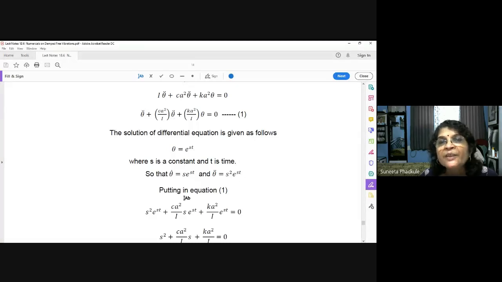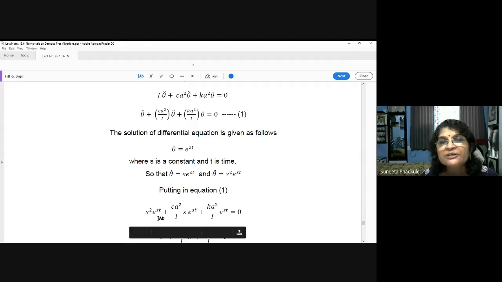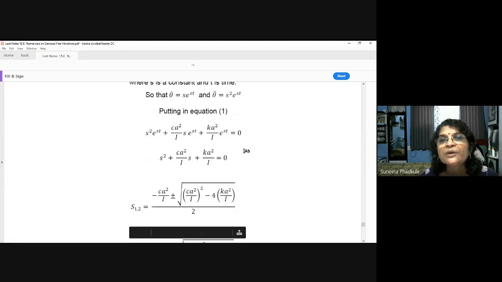What you will get? Putting in the equation: what is theta double dot? S square e raised to st. Plus this C A square upon I constant as it is. Replace theta dot by s e raised to st. Plus K A square upon I as it is. Replace this theta by e raised to st. Okay. So you will get this, our characteristic equation.